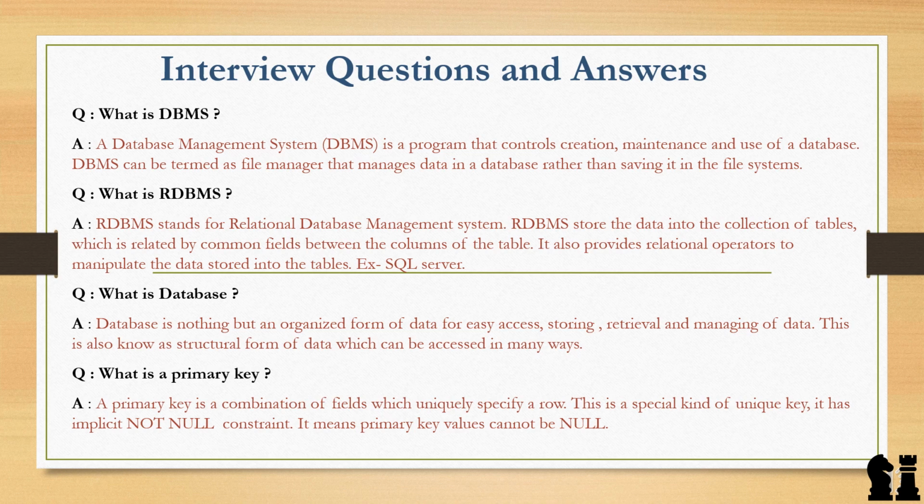What is a database? Database is nothing but an organized form of data for easy access, storing, retrieval and managing of data. This is also known as structured form of data, which can be accessed in many ways. What is a primary key? A primary key is a combination of fields which uniquely specify a row. This is a special kind of unique key. It has implicit not null constraint. It means primary key values cannot be null.